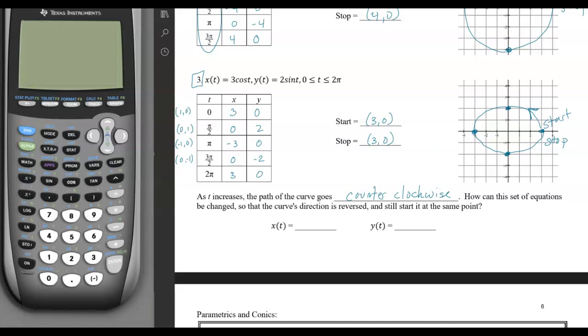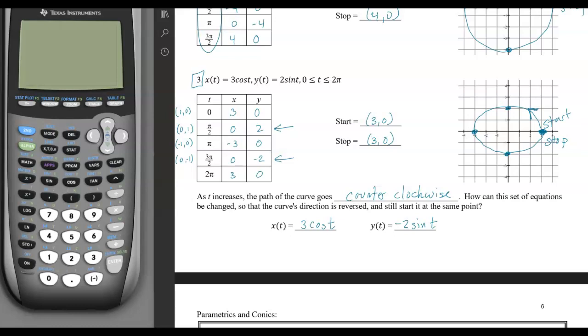Yes, so you keep the same x equation, 3 cosine t, because this will produce still the same starting and stopping point of 3, 0. But if we make this y equation -2 sine t, this will make this point be 0, -2, and this point be 0, 2. So that would make our starting point be 3, 0, but then we would be going to 0, -2, going to -3, 0, and going to 0, 2. Exactly what we wanted to happen. We wanted to go the opposite direction, but still have the same shape.